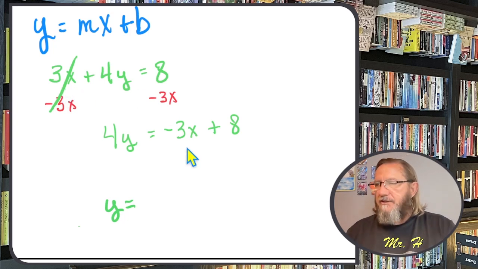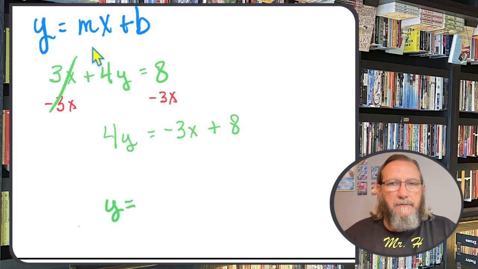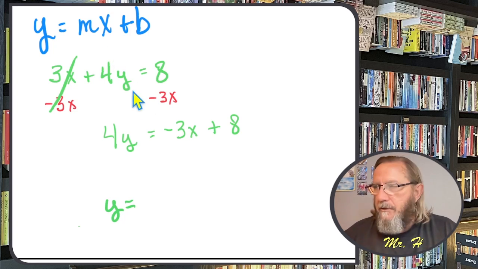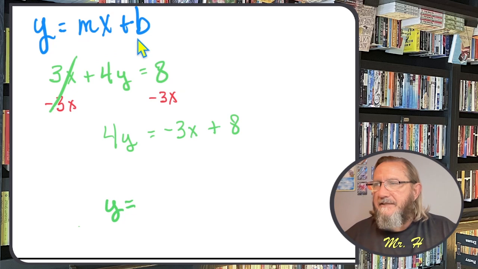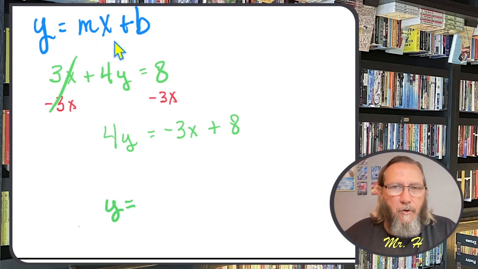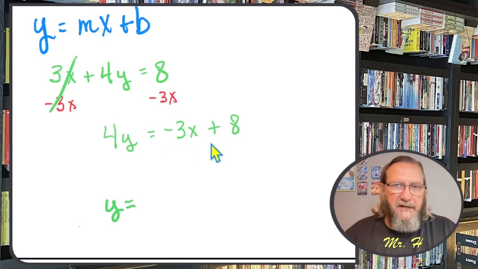Now you may have noticed, how do I know to put the 3x first? Because I'm just trying to model the slope-intercept form. You could write 8 minus 3x if you wanted to, but that's not in slope-intercept order. So that's why I choose to put the negative 3x plus 8. It just makes things easier for me down the line.